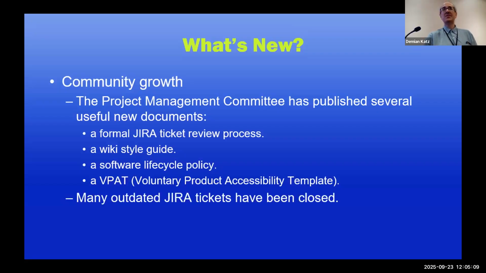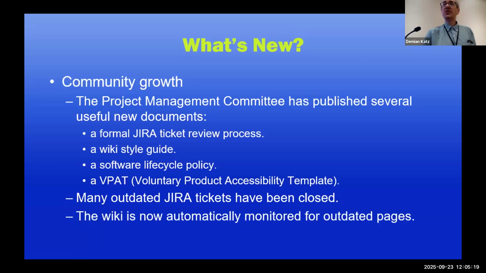And, as a consequence of developing these new processes, we've done some things like closed a lot of outdated Jira tickets. Thank you, Megan, who's in the room, for doing a lot of that work. We also added a process that monitors the wiki for pages that haven't been updated in several years so that we can automatically find things that are likely to be out of date. And we've been cleaning that up regularly. So there shouldn't be any hopelessly outdated pages in the wiki. There probably are anyway, but we're trying really hard.